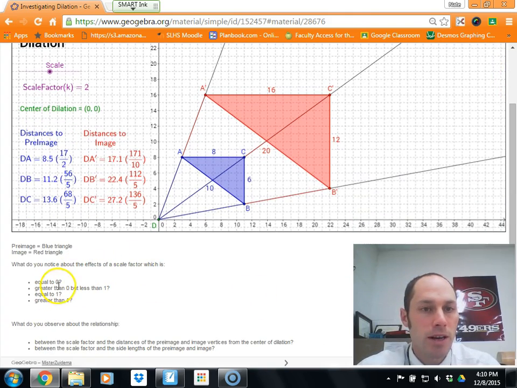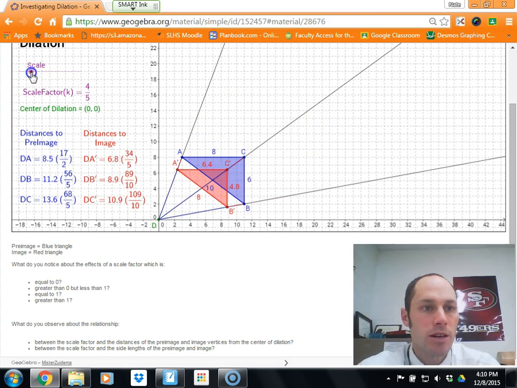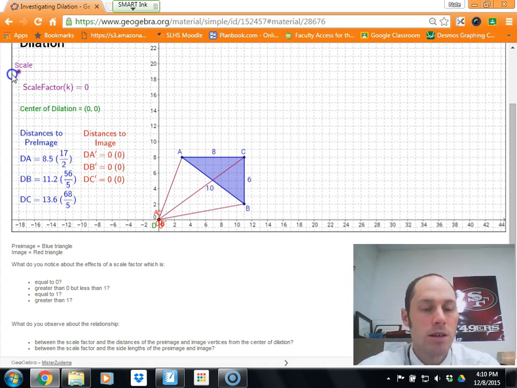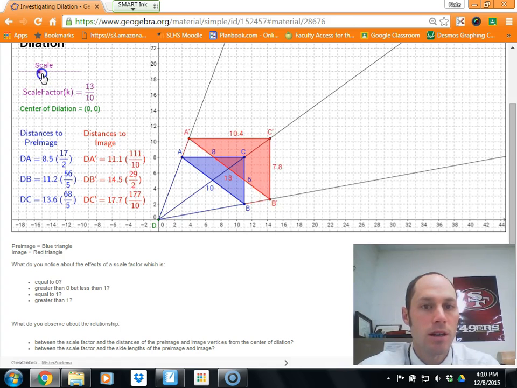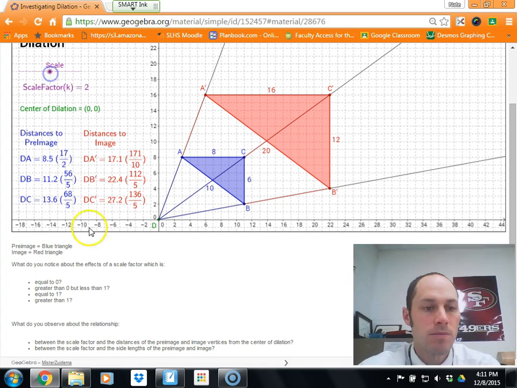What do we notice when the scale factor is equal to 0? If I shrink that down to a scale factor of 0, notice we don't have a figure anymore. It gets dilated to nothing. It gets eliminated. Greater than 0 but less than 1, notice the figure is smaller than the original when it's between those two values. When it's equal to 1, notice the figure doesn't change. It gets multiplied by a scale factor of 1, it stays the same. Greater than 1, the figure gets larger.